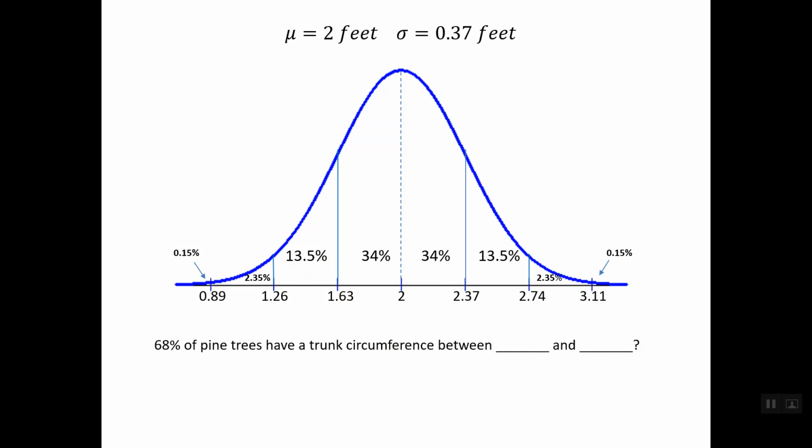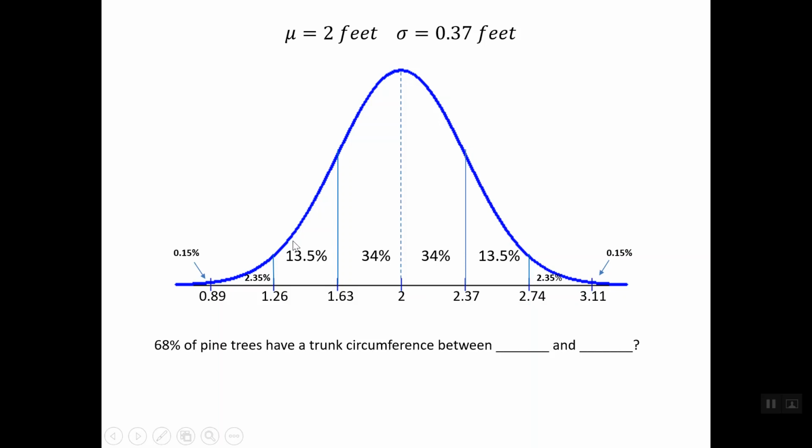Finally, last one, 68% of pine trees have a trunk circumference between blank and blank. Now, what's different about this problem is I've given you a percentage and I'm seeking out a measurement, the trunk circumference measurements. Whereas in the first two problems, I gave you measurements of trunk circumferences and was seeking percentages as answers. So that 68% hopefully should ring a bell.